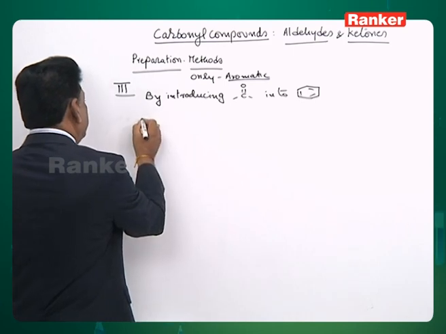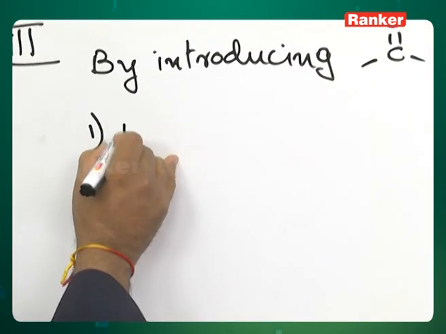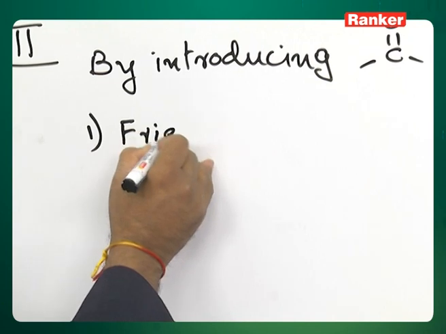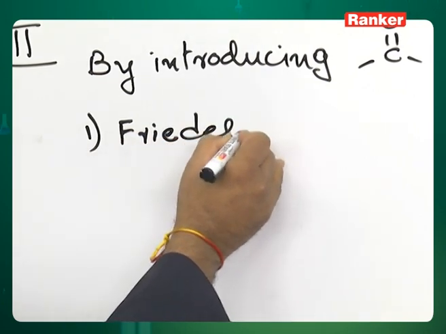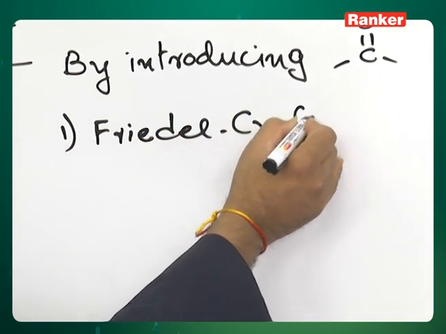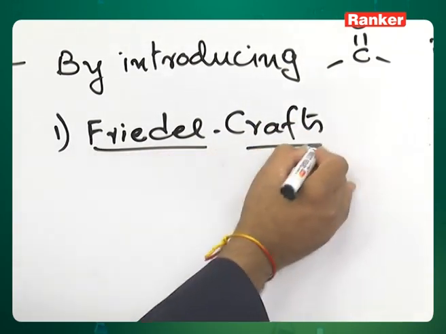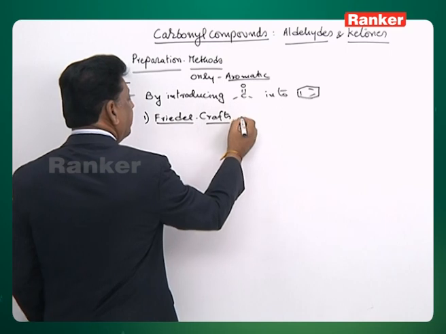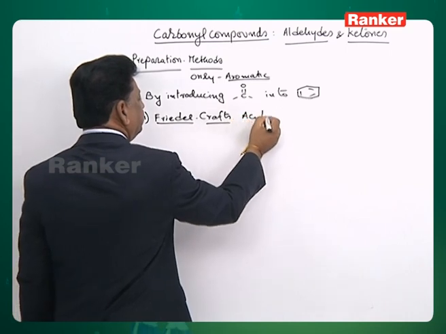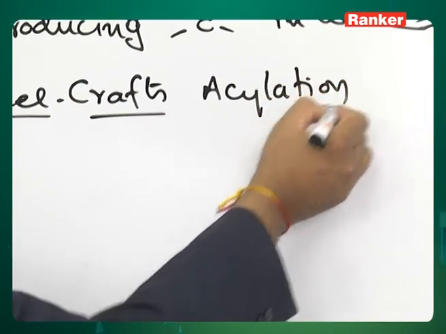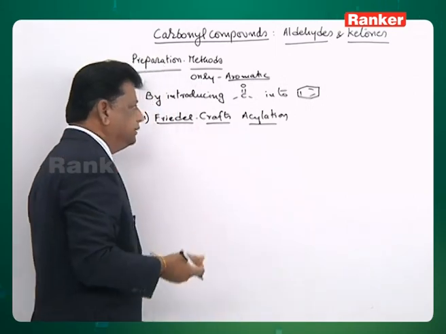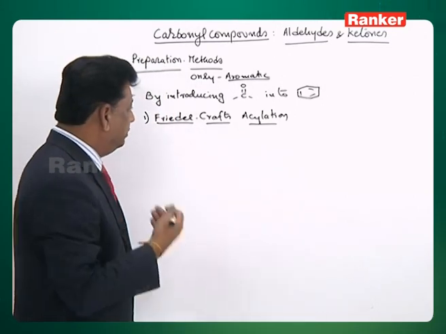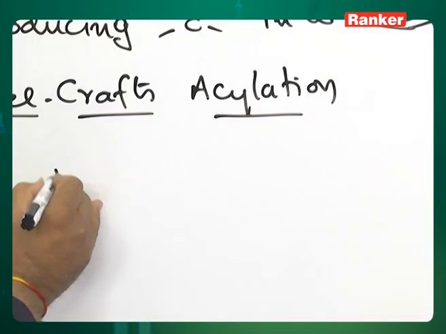In that, we have one good method, that is Friedel-Crafts. This is a well known reaction in the benzene chapter. We have seen Friedel-Crafts acylation. We have alkylation, but in that method alkyl benzenes will come. So let us take a benzene.